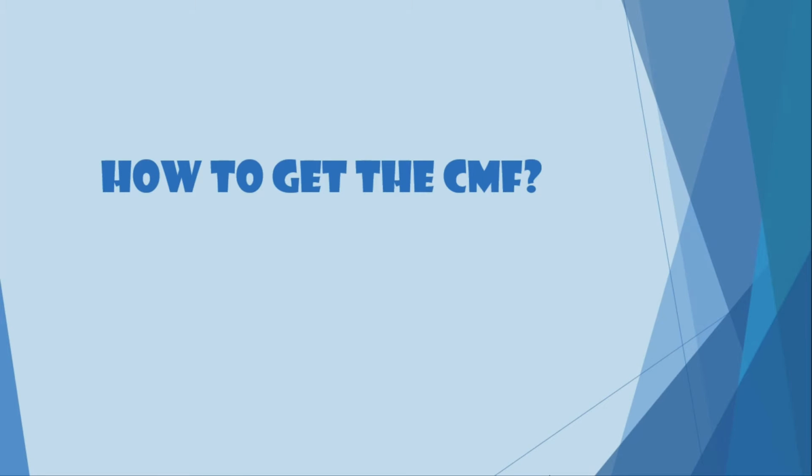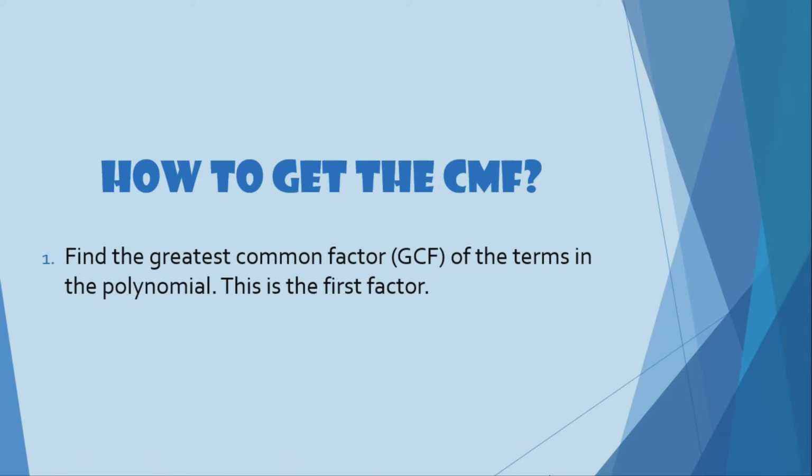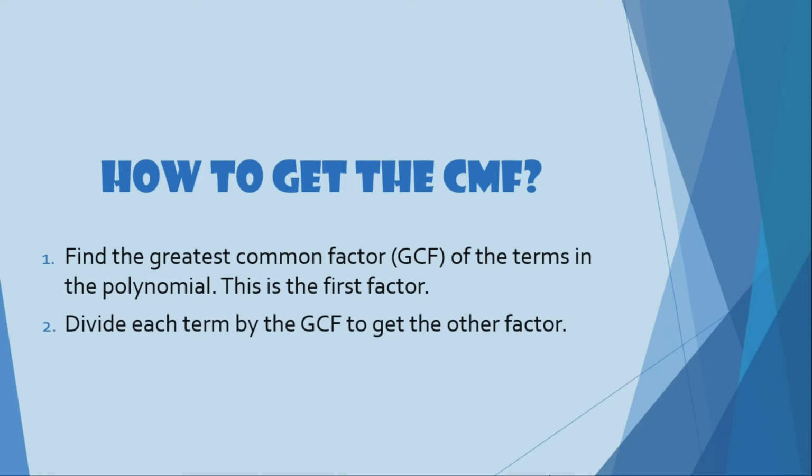How do we get the CMF? First, find the greatest common factor or the GCF of the terms in the polynomial. This will be the first factor. Then divide each term by the GCF to get the other factor.